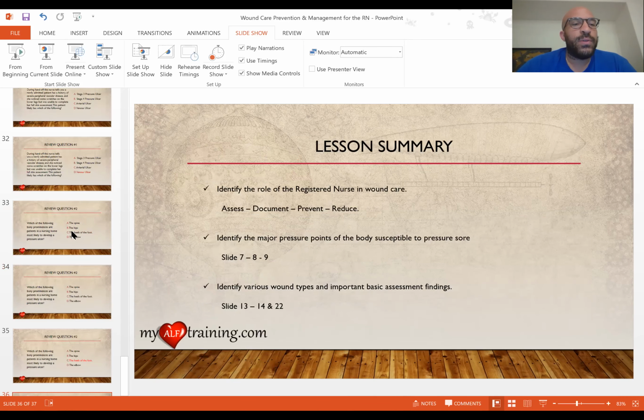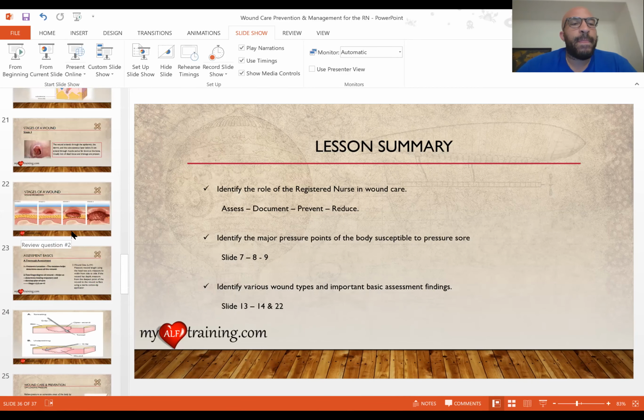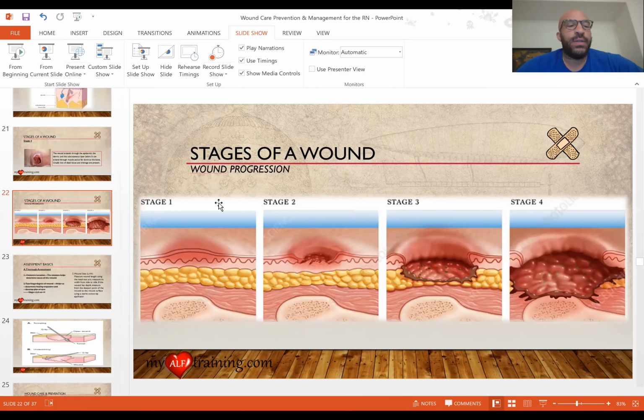Also, slide 22. I just brought this up for comparison so you can see. Stage one, it's just a reddened area. Stage two, the wound has broken through the epidermis, and may or may not have broken through the dermis. Remember, this wavy line here is supposed to represent the dermis. Stage three, the wound takes on the shape of a crater. Both the epidermis and the dermis have been broken through, and even some of the subcutaneous fat.